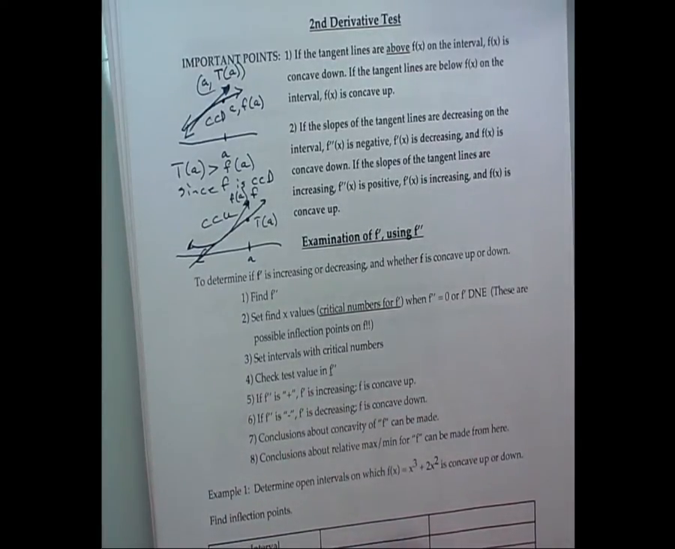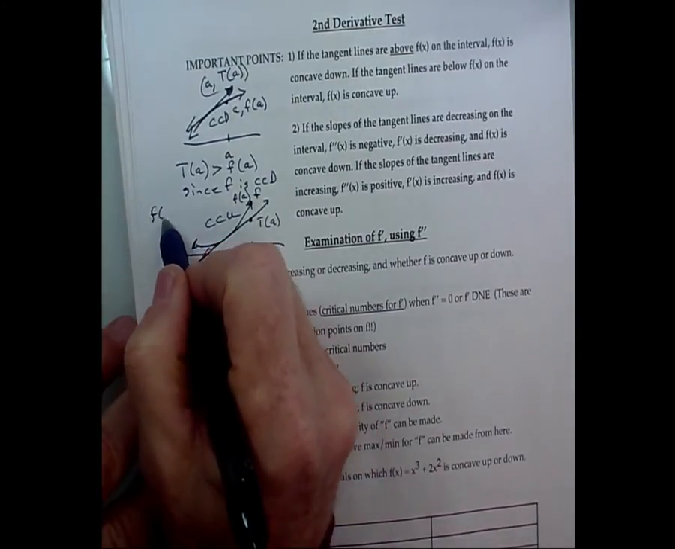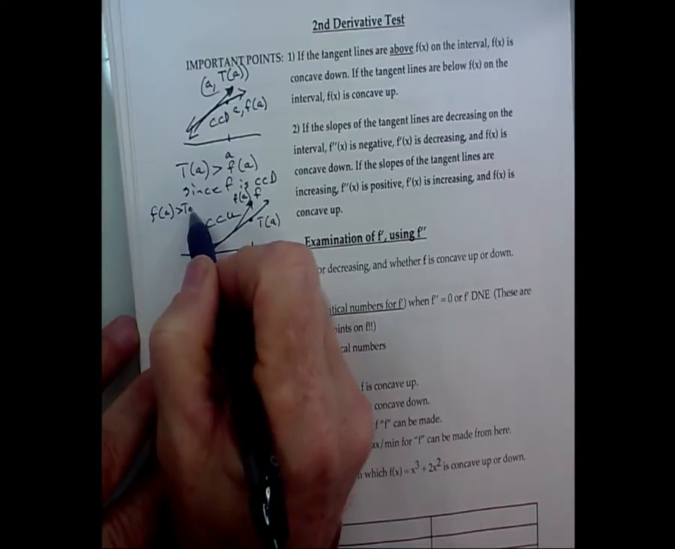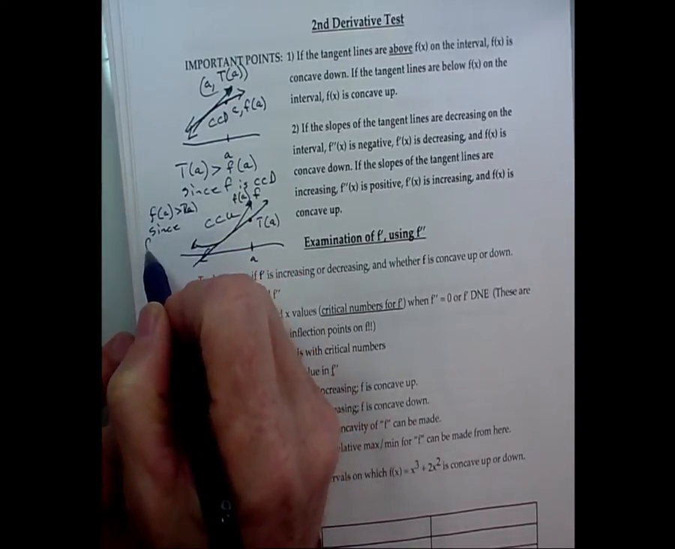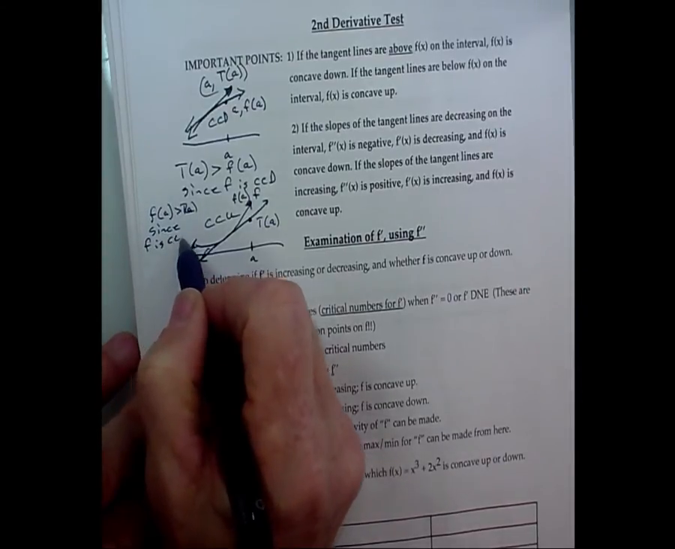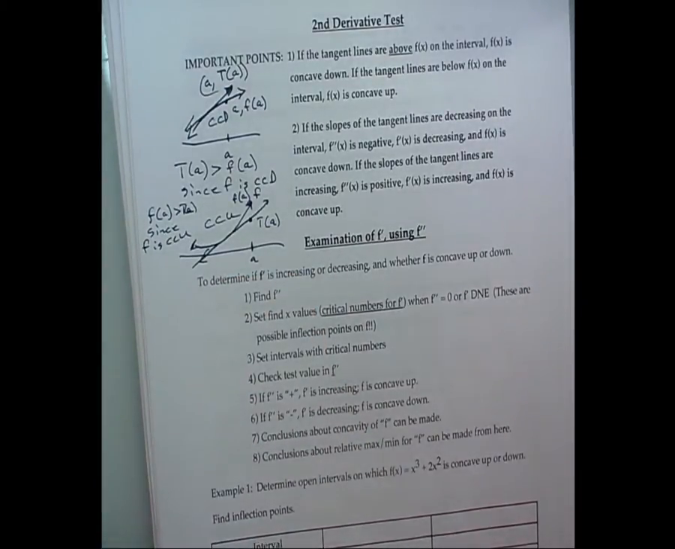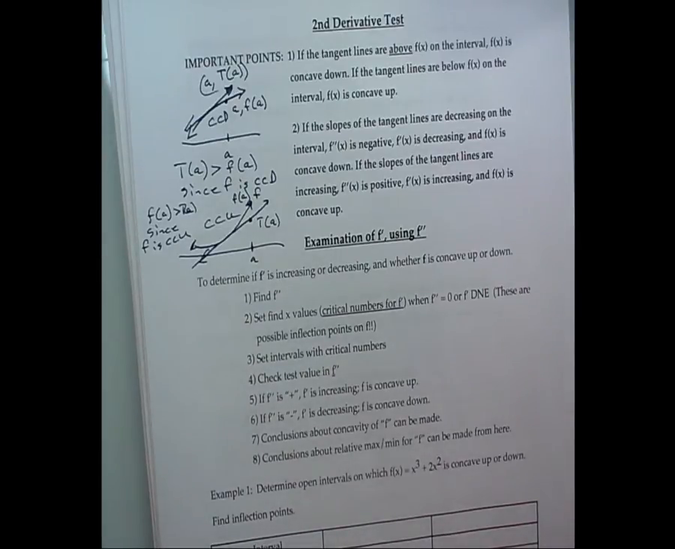Becca, which is bigger now? F of A. Yeah, F of A is bigger than T of A since f is concave up. Because the tangent line's got to be below if it's concave up, correct? So it's got to be underneath, doesn't it?